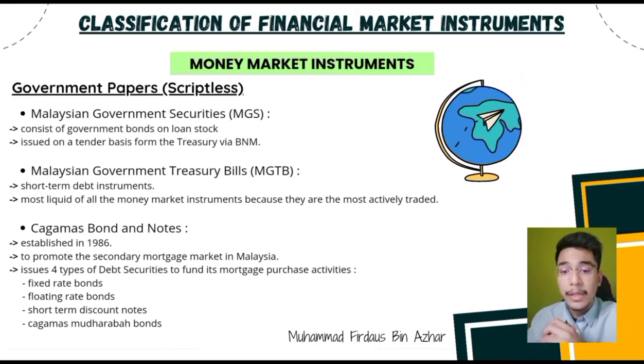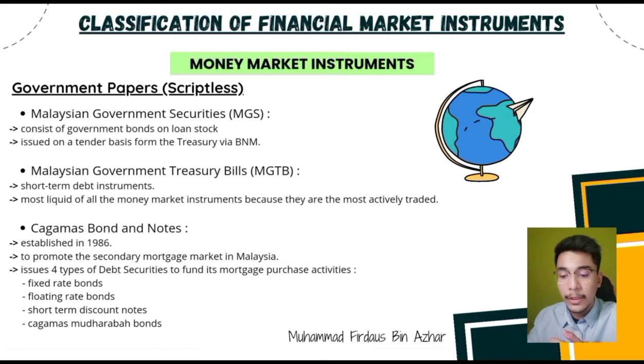Next, last but not least, is the Cagamas Bonds and Notes. Cagamas was established in 1986 to promote the secondary mortgage market in Malaysia. It issues four types of debt security to fund its mortgage purchase activities, such as fixed rate bonds, floating rate bonds, short-term discount notes, and the last one is Cagamas Mudarabah bonds.